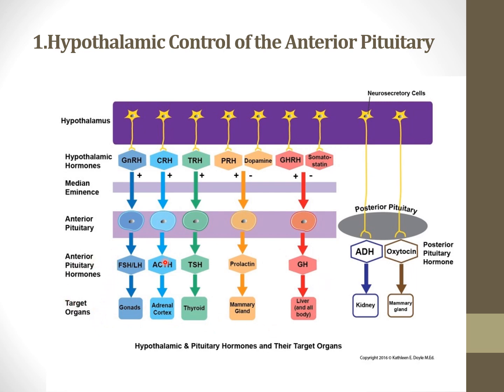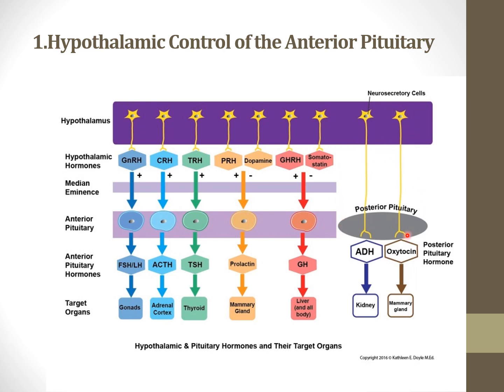So again, we know very clearly that the anterior pituitary is the one controlling most of the hormonal secretions. Now, these anterior pituitary hormones are actually controlled by the hypothalamus. The functions of the gonads, adrenal cortex, thyroid, and mammary gland all depend on the hypothalamus. And then moving on to the posterior pituitary.